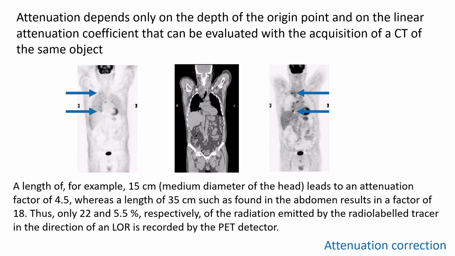Attenuation depends only on the depth of the origin point and on the linear attenuation coefficient that can be evaluated by the acquisition of a CT of the same object. We can see in these images, on the left the not corrected image, that on the right has improved just with the application of correction coming from the CT of the same patient in the same position.